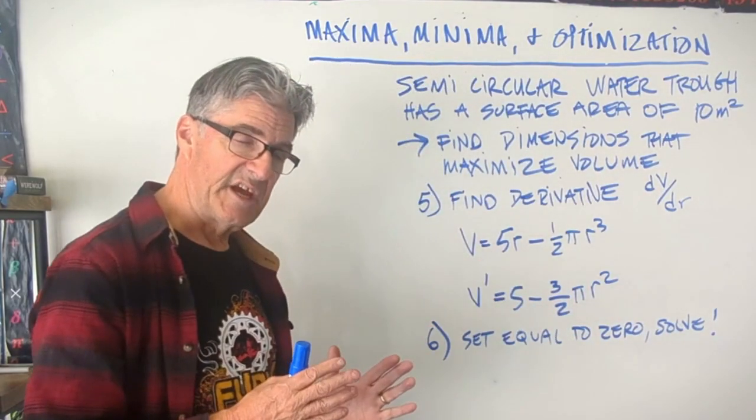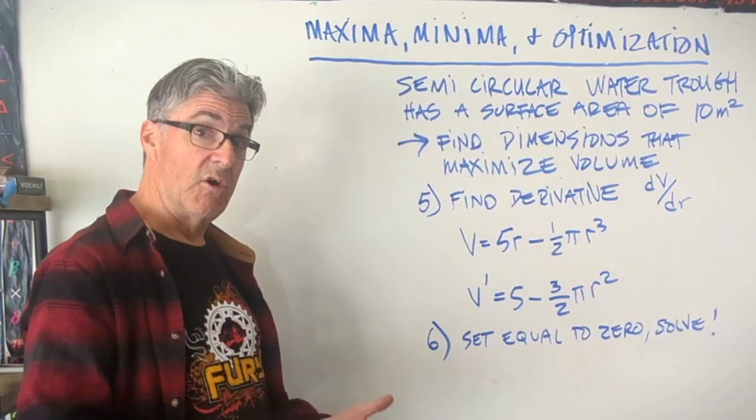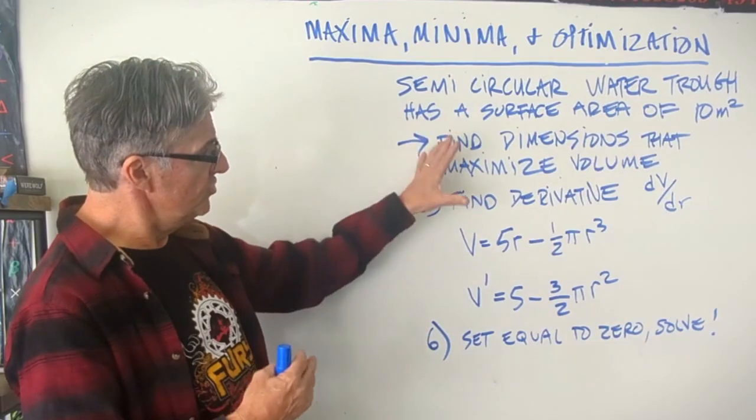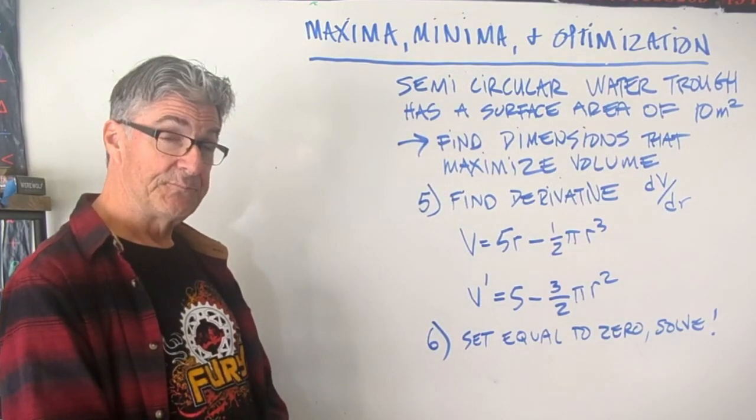I want to pause for a second. Why do we set the derivative equal to 0 and solve? What's the reason for that in terms of what we're trying to do with our problem? Pause the video, just think a little bit and come back.